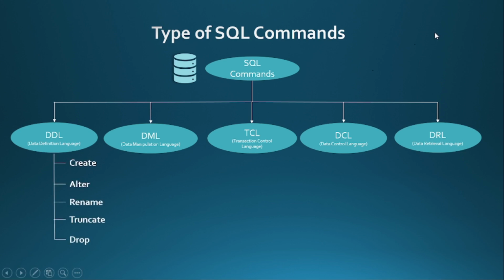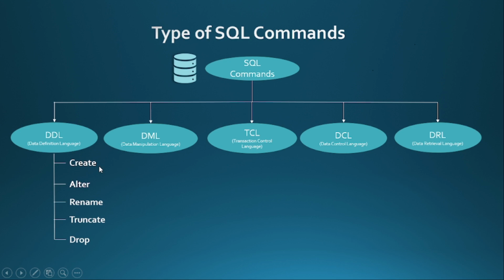So the first one is the data definition language. It is going to define the structure of the object. It can be a table, procedure, index, any kind of structure. If we want to define, then we will be using all these commands. They are create, alter, rename, truncate, and drop.